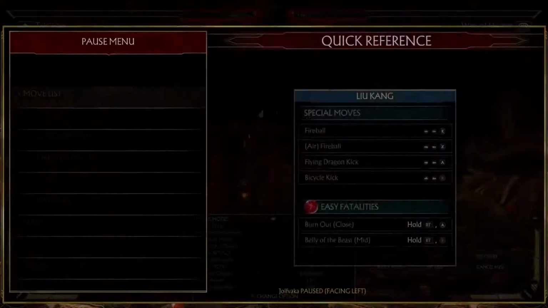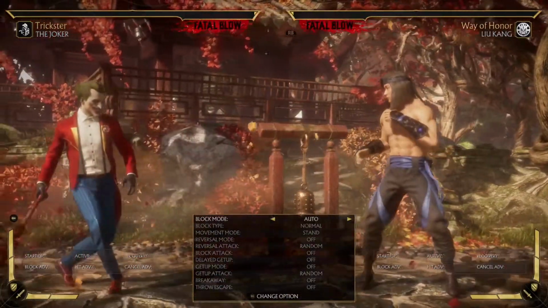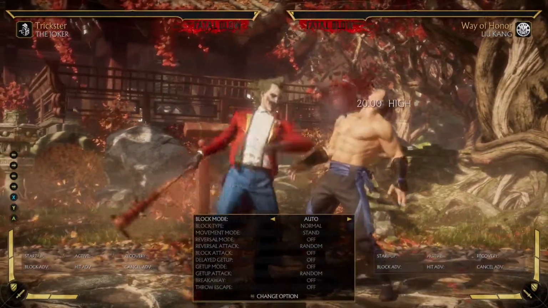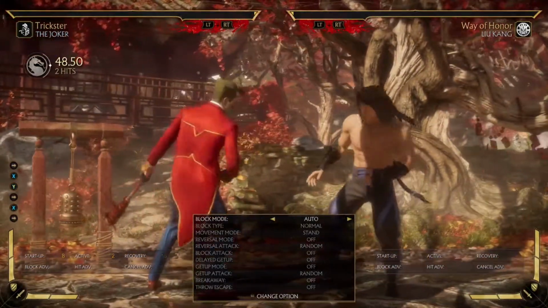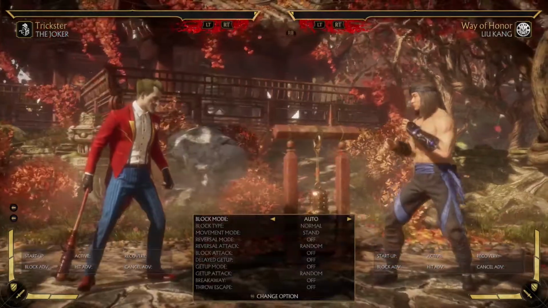Now, not Liu Kang. The tick start is on auto. And what that means is that if you're comboing or you're doing something too slow, he's going to block as soon as he's able to block, right? So if I do this, okay, he's not blocking. If I do this, now he's blocking. Alright, let me explain cancel advantage on hit for this one.